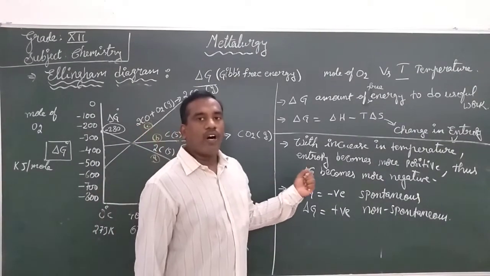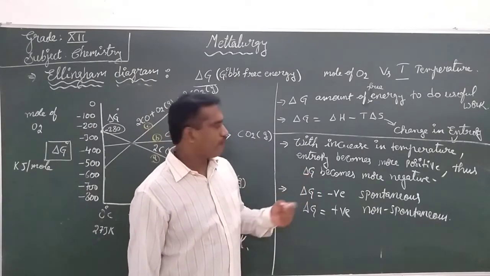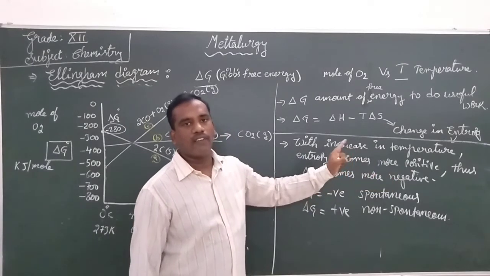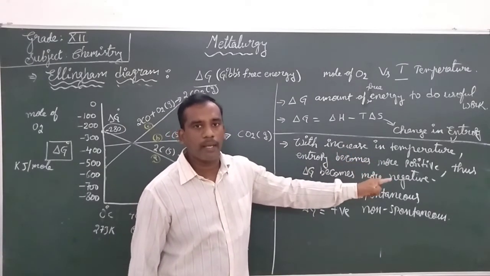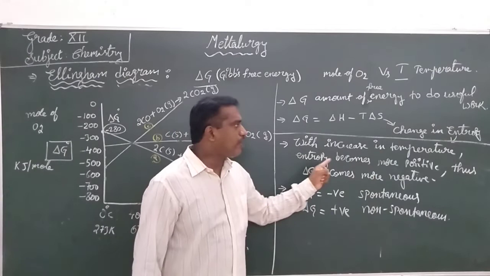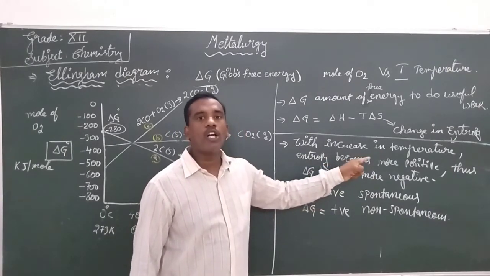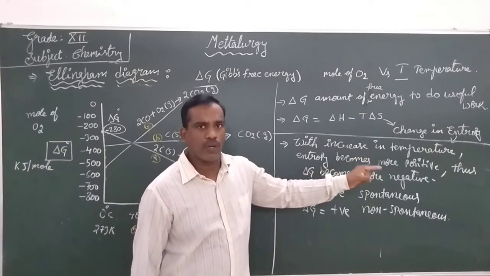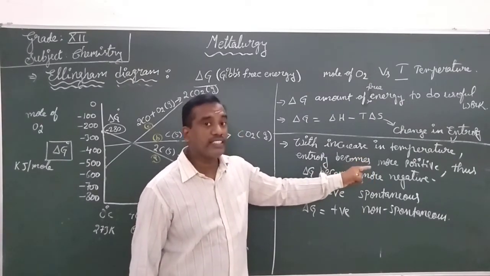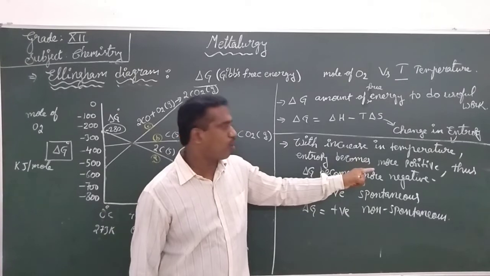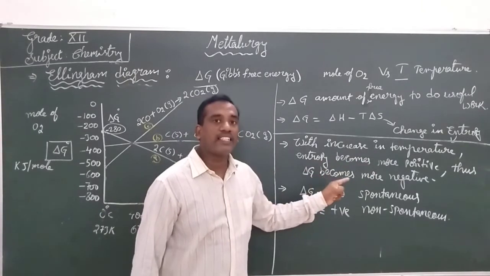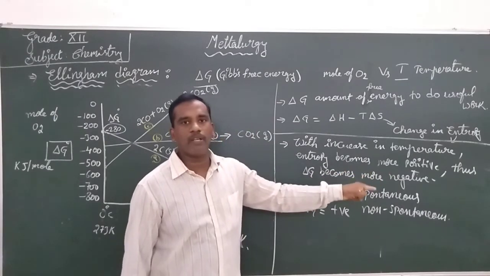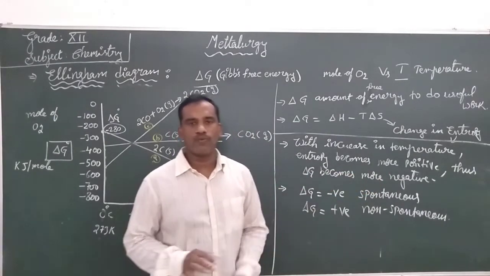The same we got in the form of words here. With increase in temperature, entropy becomes more positive. That is, disorderness is becoming more and more. Thus, delta G becomes more negative.